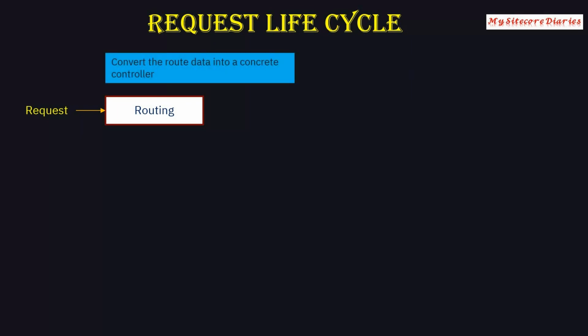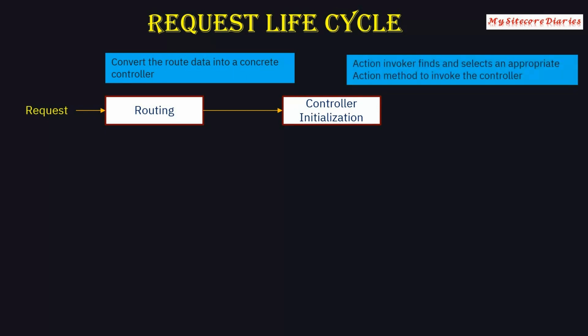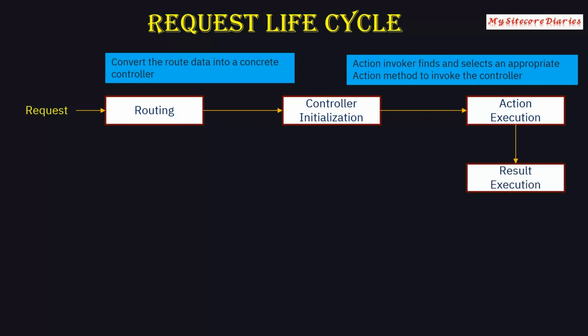Let's see the request lifecycle. Once the request comes, it first handles the routing. What does routing do? It converts the route data into a concrete controller. How is it done? First of all, the routing will initialize and the controller will get initialized. Once the controller is initialized, the action invoker comes in and finds and selects the appropriate action method to invoke on the controller. So it basically finds the actual action and executes that action, which will give you the result.